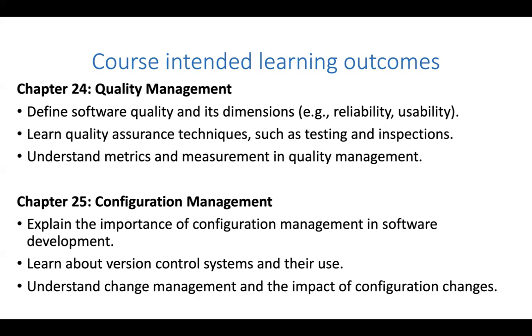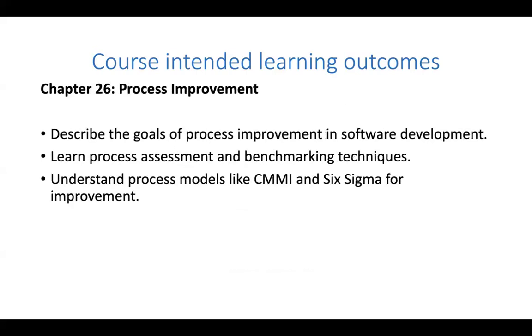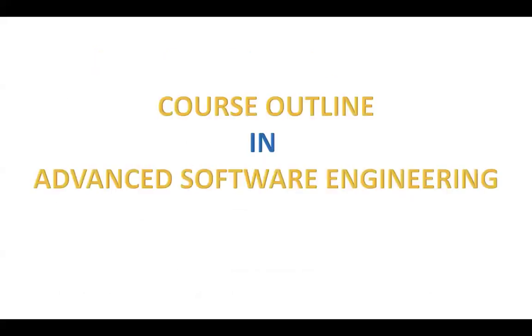Then chapter 25 focuses on configuration management, version control, the impact of configuration changes, configuration management, and software development. Then process improvement for chapter 26, describing the goals of process improvement in software development. Benchmarking techniques. We also have different models for process improvement like CMMI and Six Sigma.